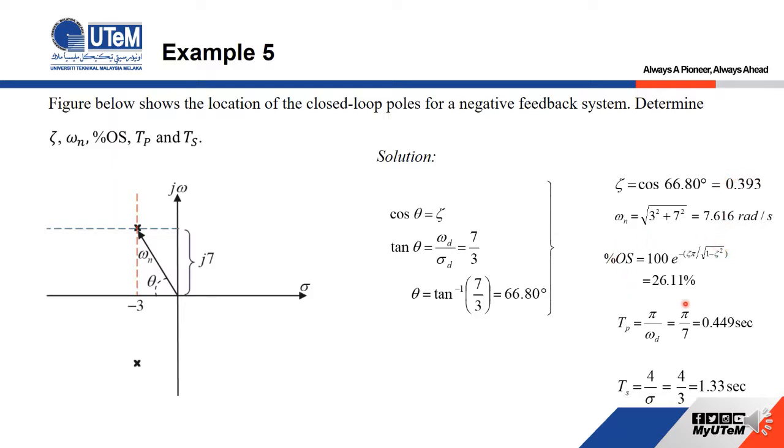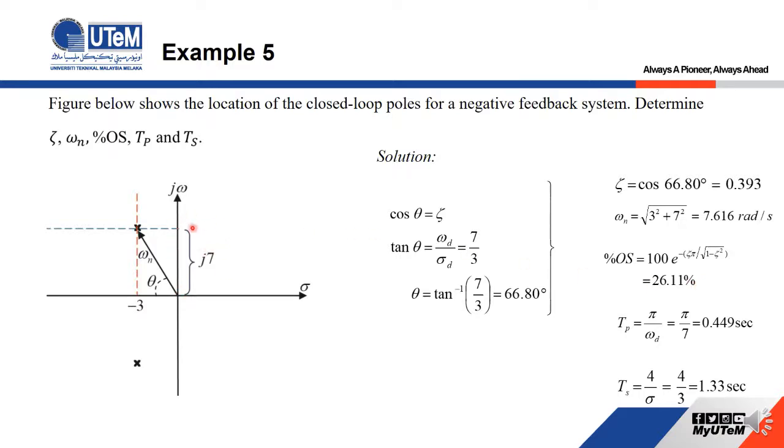Next, for percentage of overshoot, after we get the value of zeta here, we can just use this formula to calculate the percentage of overshoot. After we put this value in this equation, we get the percentage of overshoot for this system is 26.11%.